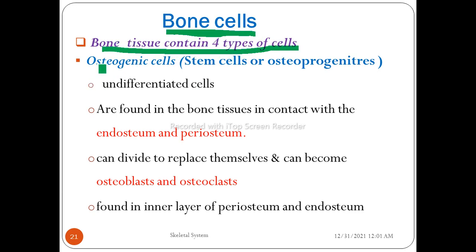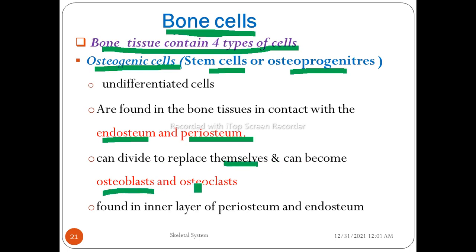The first type of cell is the osteogenic cell, or stem cell, also called osteoprogenitors. Osteogenic cells are undifferentiated cells found in bone tissue in contact with the endosteum and the periosteum. They are found in both the endosteum layer and the periosteum layer, and can divide to replace themselves and can become osteoblasts and osteoclasts.